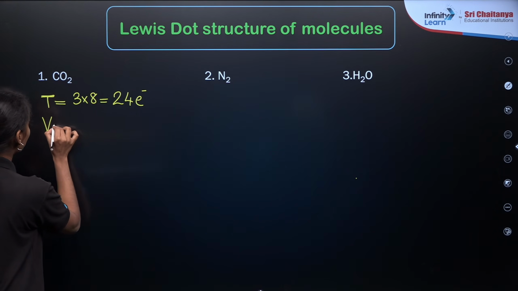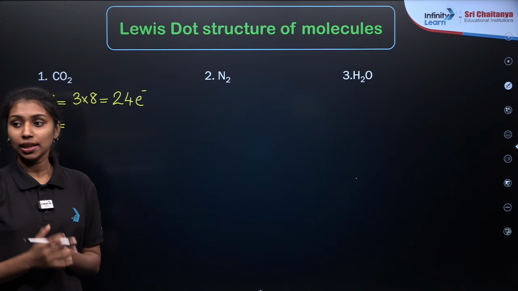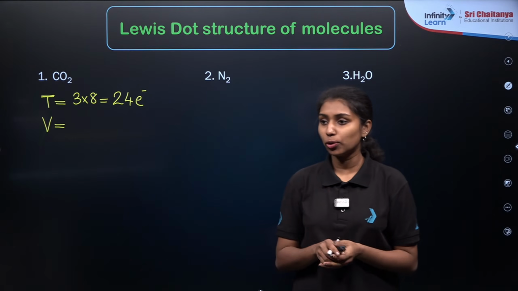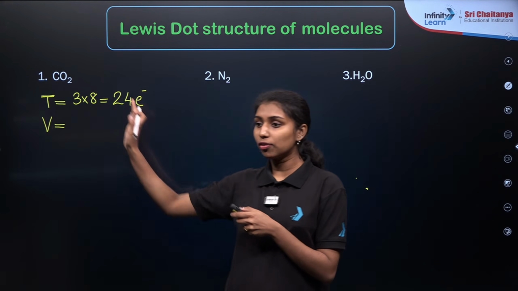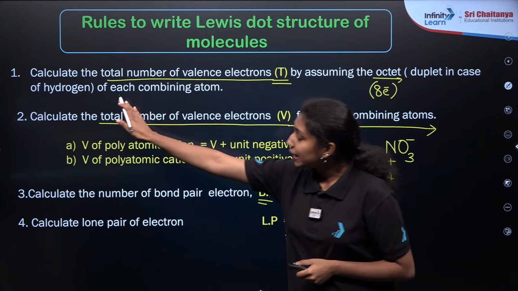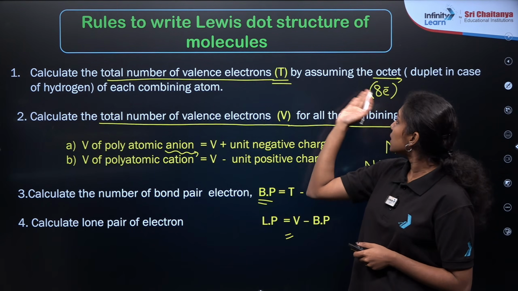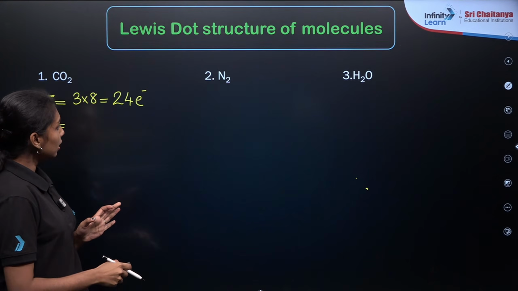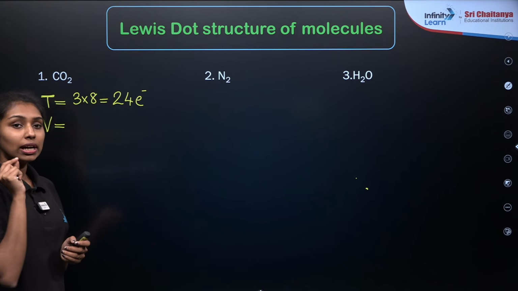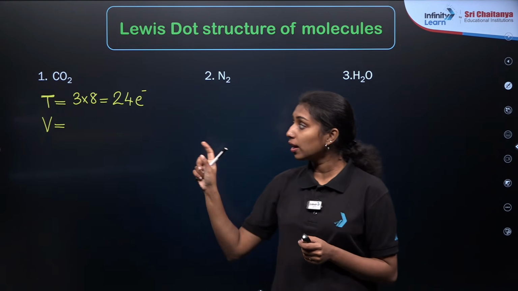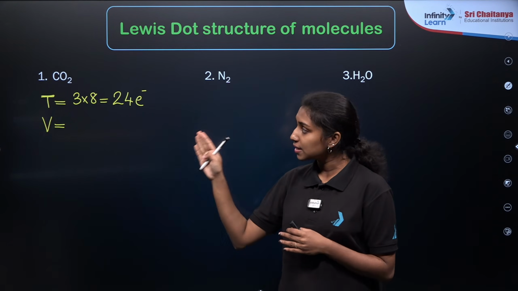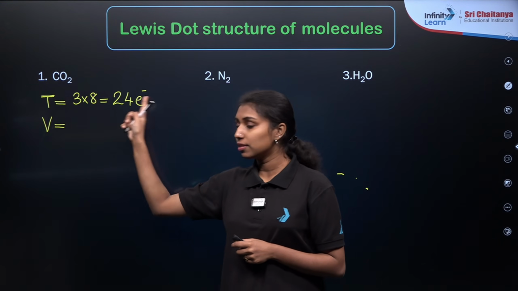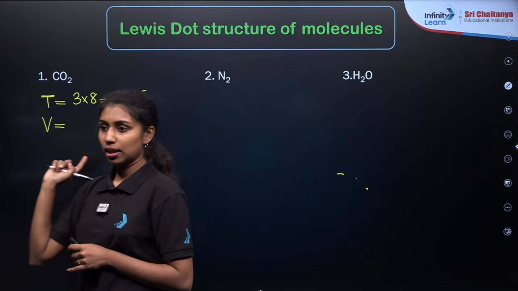Now we need to identify the total number of valence electrons in the case of combining atoms. Okay, we are considering carbon dioxide as a molecule. As we already know, what is our first rule? We need to identify the total number of valence electrons by assuming that they contain the octet, which means each atom will contain 8 electrons. In carbon dioxide, 1 carbon plus 2 oxygen atoms, total 3 atoms, are attaining stability by getting 8 electrons in their valence shell. So total 3 atoms into 8, that is 24 electrons. Arush, is that clear now?